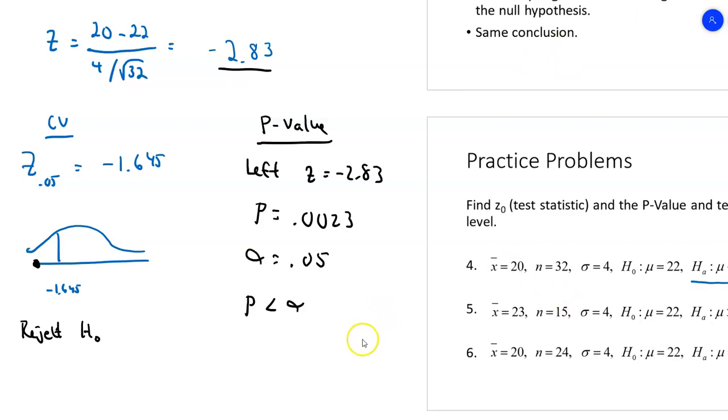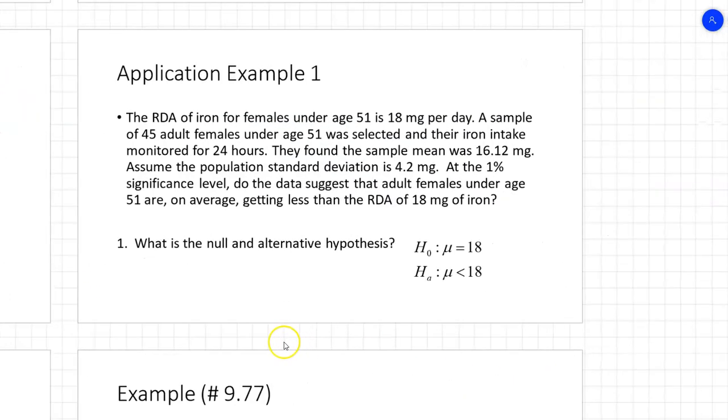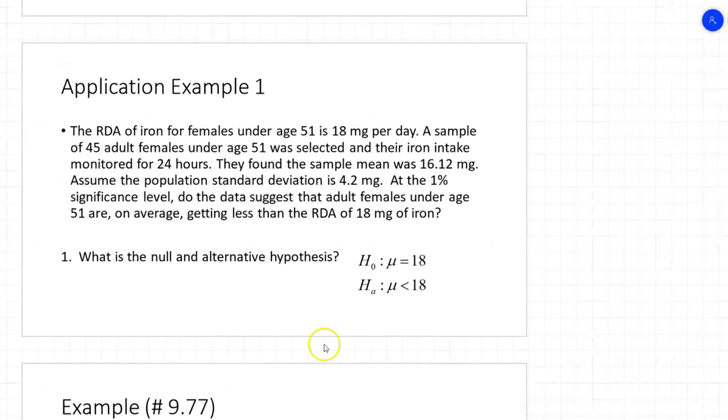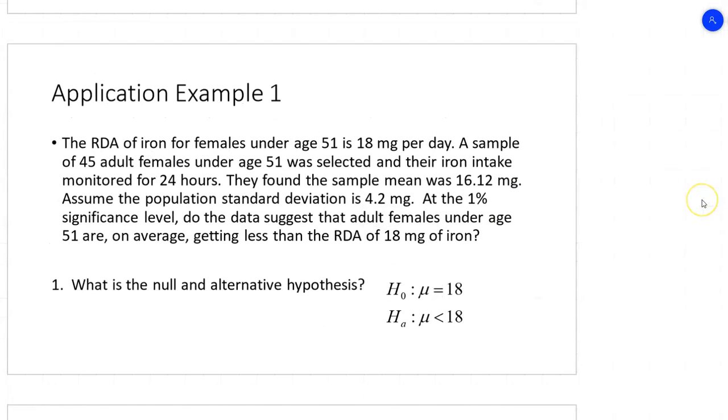All right, so let's take a look at some application problems here. I'll pick a few out to do. There's a lot of words in some of these problems. So RDA is the recommended daily allowance. The recommended daily allowance of iron for females under age 51 is 18 milligrams per day. So this is going to be my mean.